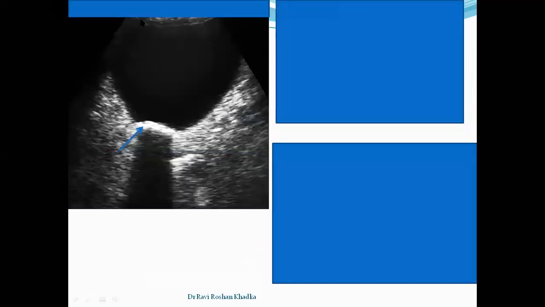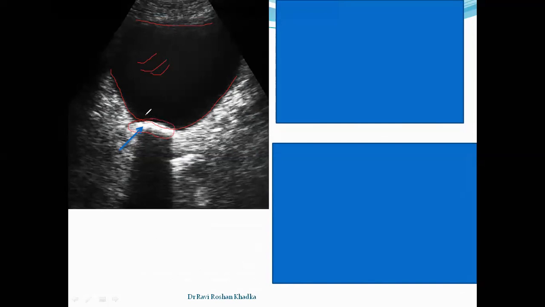You can see this is the bladder outline, and centrally it is black because of urine. You can see a hypoechoic shadow there, producing the posterior acoustic shadow. So this is a very clean-cut picture of the stone. The bright echoic structure producing posterior acoustic shadow, a black shadow. This is the stone in the bladder.